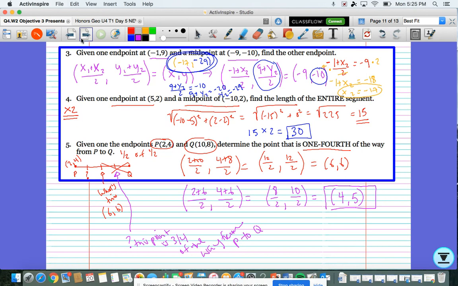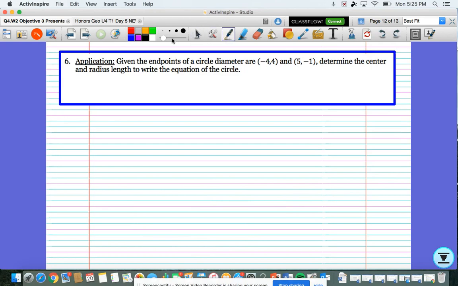Okay, let's look at the last one, which is a real application. If you don't feel like you're there, that's fine. You can stop the video if you want to try to follow along with me. This is a challenge because this is combining a lot of stuff that we've done, which I know is hard at this point because we're not sitting at school. Given the endpoints of a circle's diameter are -4, 4 and 5, -1, determine the center and radius length in order to write the equation of the circle.